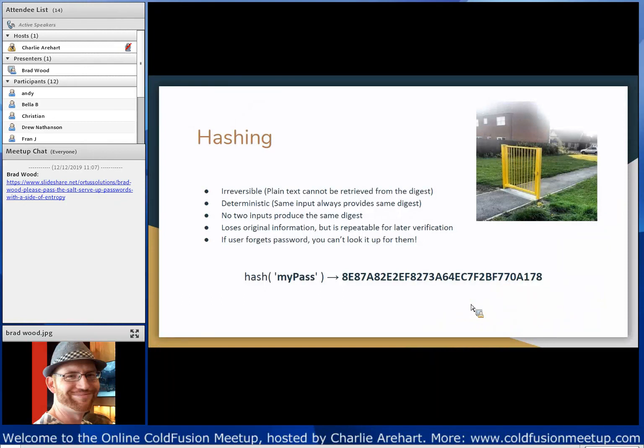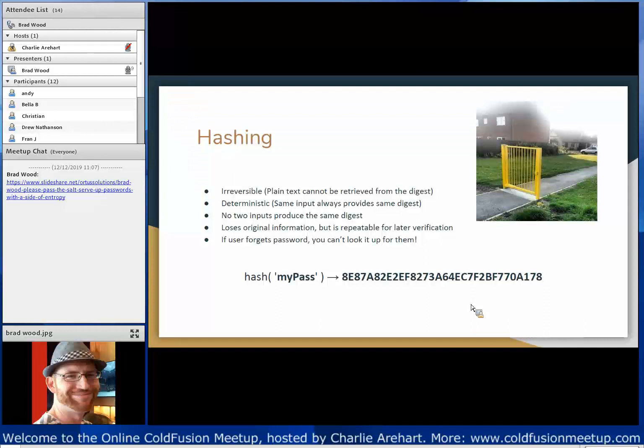Hashing is irreversible, so the plain text cannot be retrieved from the digest. If I take a plain text string and I hash it, I take the digest and I hand it to you, you can never, ever, ever apply any algorithm that will recreate the plain text. Hashes always have an output of a predetermined length. So like an MD5 hash is like, I don't know, 30 characters or something. I forget the exact number of characters.